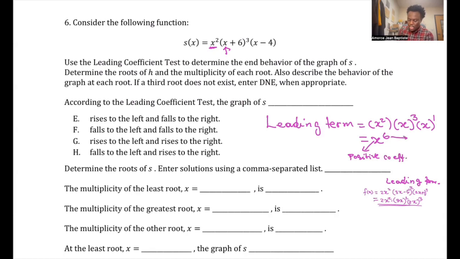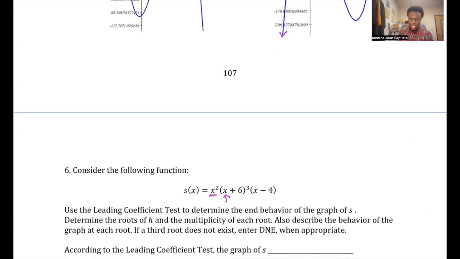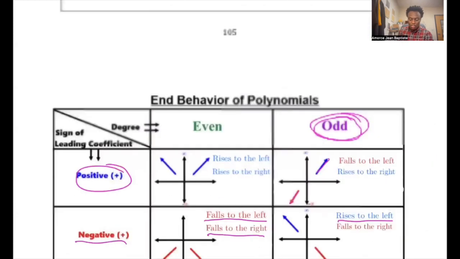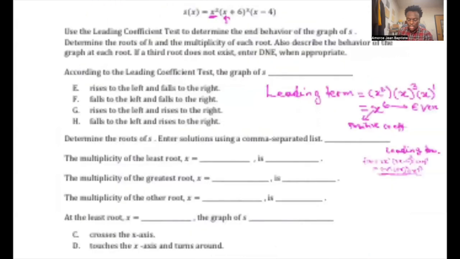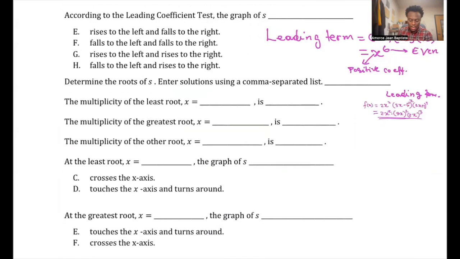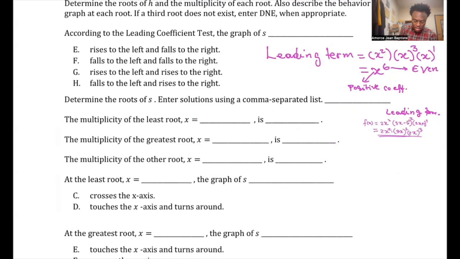And then the exponent, the highest exponent, the degree is even. Let's look again to see what happens here on the table. Positive and even, positive even, it rises on both sides. Positive and even. So you have the graph that rises on the left and rises on the right, which makes the answer G.